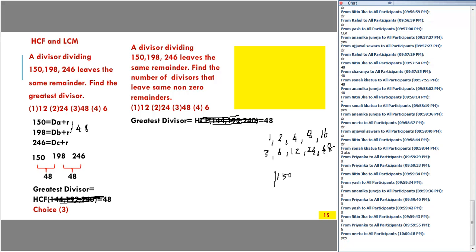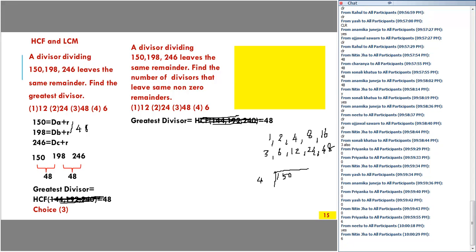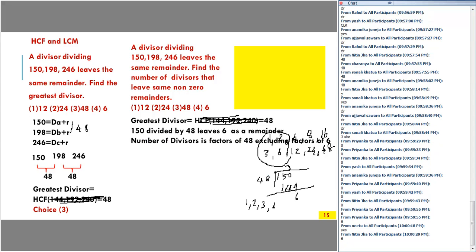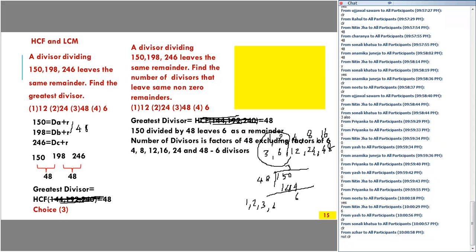Now, when I divide 150 by 48, what's the remainder? What are the factors of 6? 1, 2, 3, 6. That's why these are removed. Clear or not? So from the factors of 48, I should remove the factors of 6. How many are clear with that?